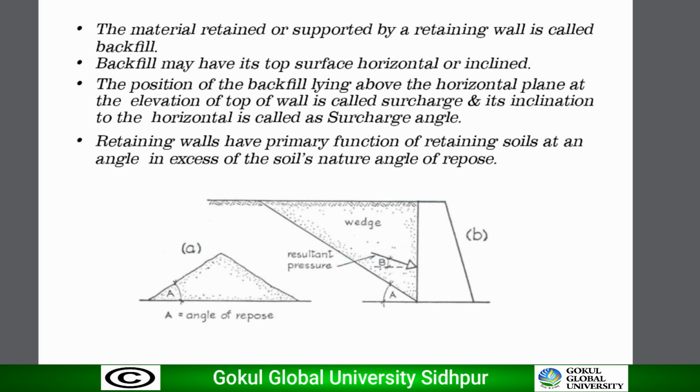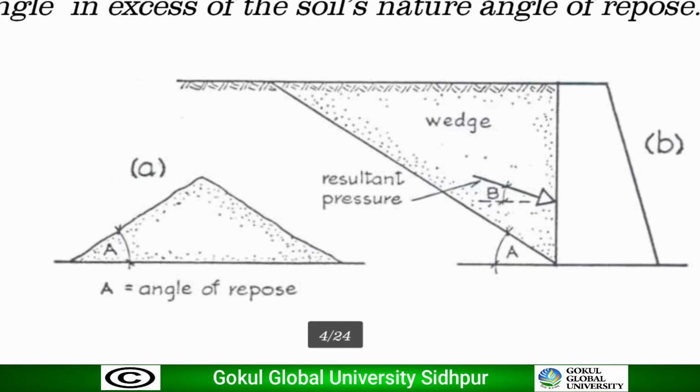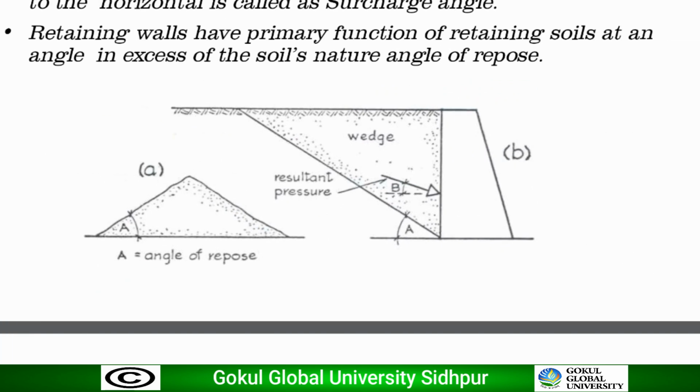Backfill may have its top surface horizontal or inclined, and the retaining wall has the primary function of retaining soil at an angle in excess of the soil's natural angle of repose. So here the symbol A represents the angle of repose. The arrow shows the resultant pressure, and the triangular shape looks like a soil wedge. This is the part of soil earth pressure.